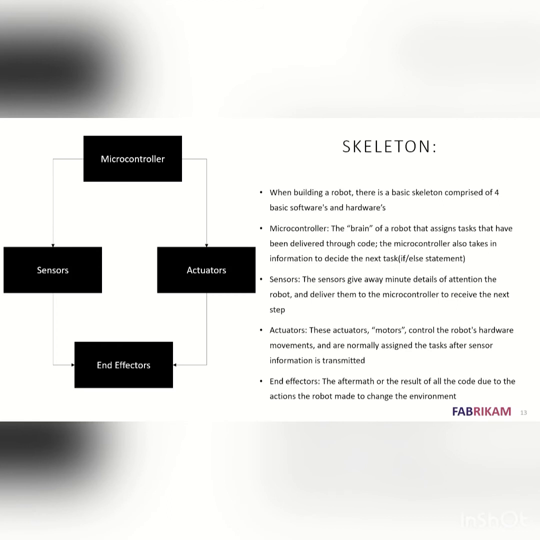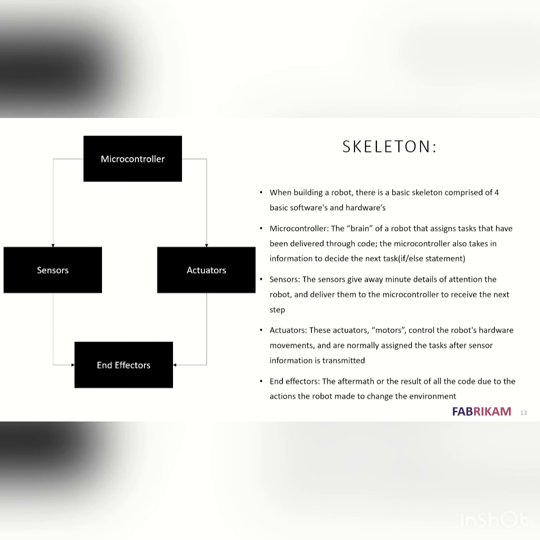Microcontroller. So the microcontroller is basically like the brain of a robot that assigns tasks and that have been delivered through code. And the microcontroller also takes in information to decide the next task. So for example, if it takes in certain data saying we're 150 meters from this certain place, then the if else statement would say slow down, you're about to reach the destination.